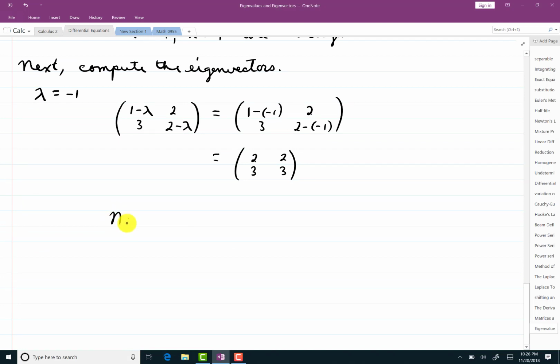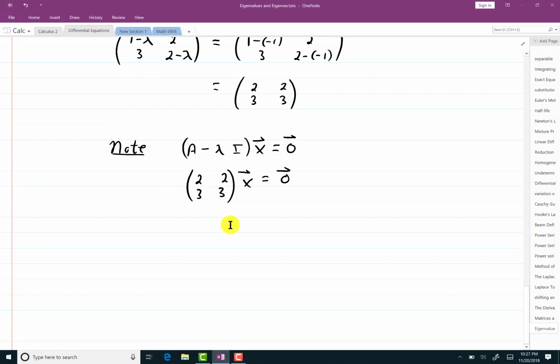Now, note this. If we are looking at something like A minus lambda I, and that times x is equal to the 0 vector, one of the ways it can happen is if this determinant is equal to 0. So with that in mind, that's how we found the lambdas in the first place. But then another way of looking at this, I'm going to replace A minus lambda I with this stuff. I have [2, 2; 3, 3] x arrow equals 0 arrow.